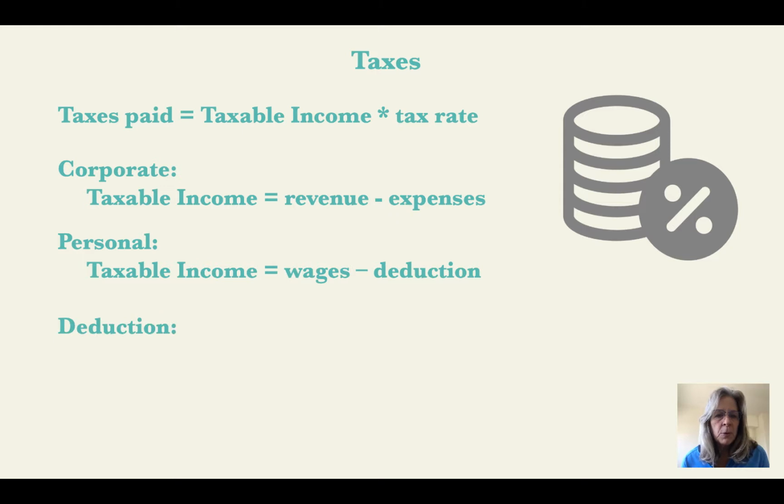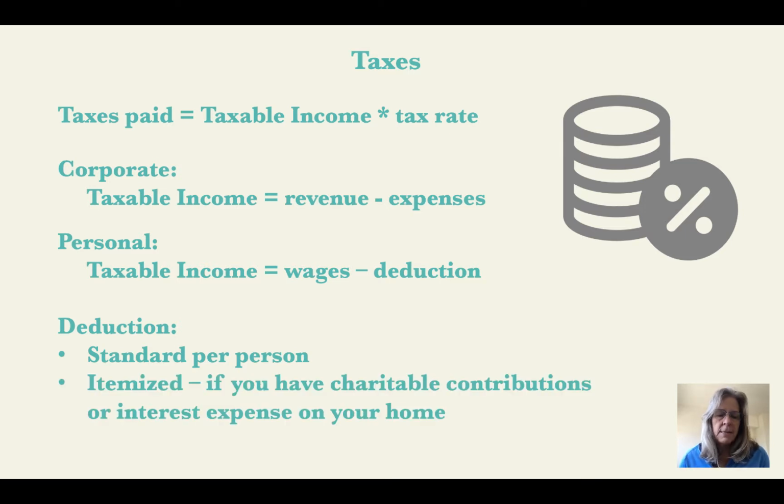For most people, the deduction you're going to get is a standard deduction per person. So if you're one person, you just get one standard deduction. If you're married, you get 2. If you have dependents like children, then you get more standard deductions. The other way you can do it is itemize. You might itemize if your itemization is larger than your standard deduction. Itemizations are things like charitable contributions and interest expense on your home. So if you have just bought a home and it's pretty expensive, that interest expense could be quite large. And the same if you regularly give to charities, you would then itemize.